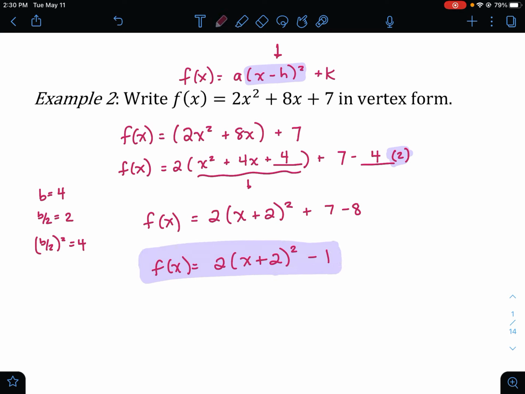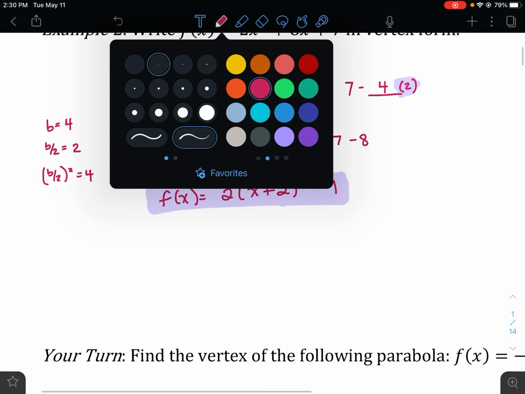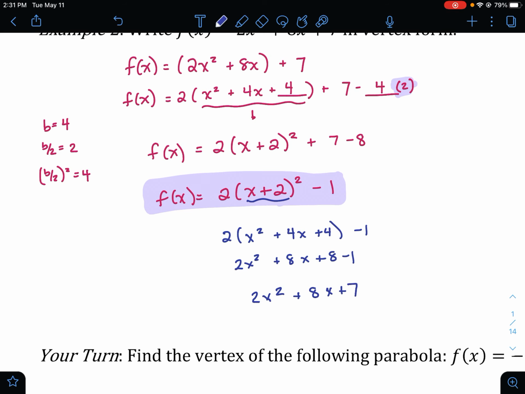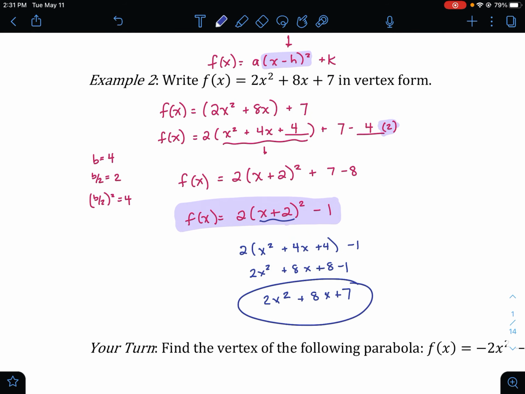Okay, now if you wanted to check this, all you would have to do is just do what we did in the last problem. I'm going to FOIL that, which I know is x plus 2 times x plus 2, so I know that's x squared plus 4x plus 4 minus 1. So then I'm going to get 2x squared plus 8x plus 8 minus 1, and we get 2x squared plus 8x plus 7. And if we look, it matches what we started with. So yay, that's good. We did something right.